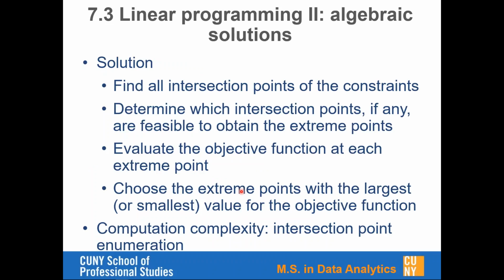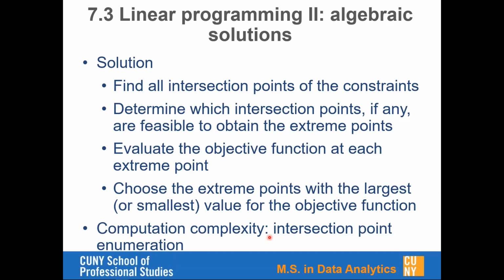That's what is shown here: choose the extreme points with the largest or smallest value of the objective function. The computational complexity is apparently the intersection point enumeration. So if we have more constraints, it becomes more complicated.